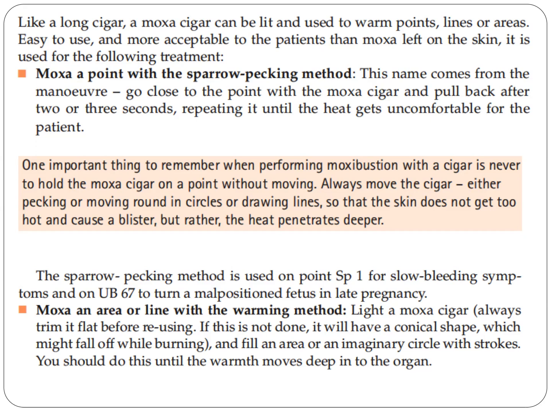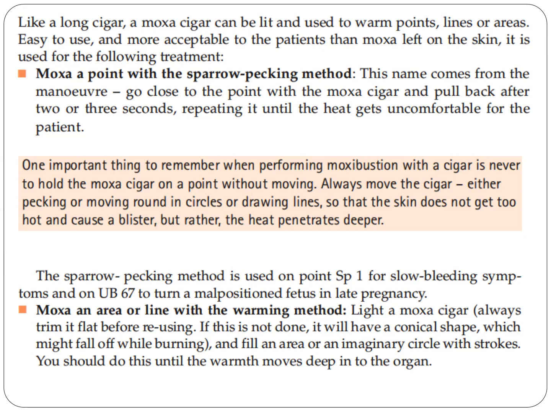First, we have moxa on a point with the sparrow pecking method. This name comes from the maneuver. Go close to the point with the moxa cigar and pull back after 2 or 3 seconds, repeating it until the heat gets uncomfortable for the patient. One important thing to remember when performing moxibustion with a cigar is never to hold the moxa cigar on a point without moving. Always move the cigar, either pecking or moving around in circles or drawing lines so that the skin does not get too hot and cause a blister, but rather the heat penetrates deeper. The sparrow pecking method is used on point spleen 1 for slow bleeding symptoms and on UB67 to turn a malpositioned fetus in late pregnancy.